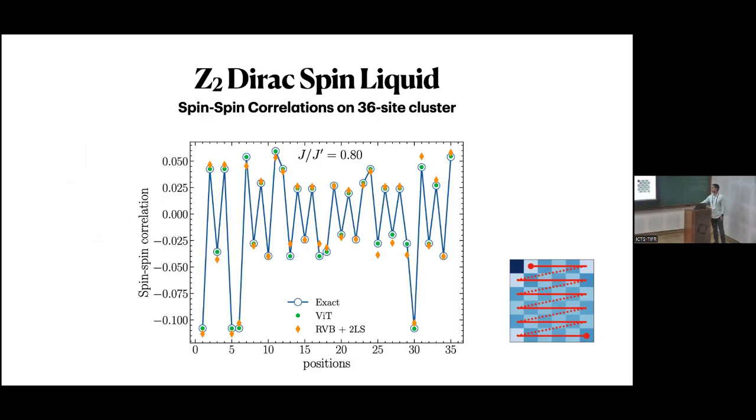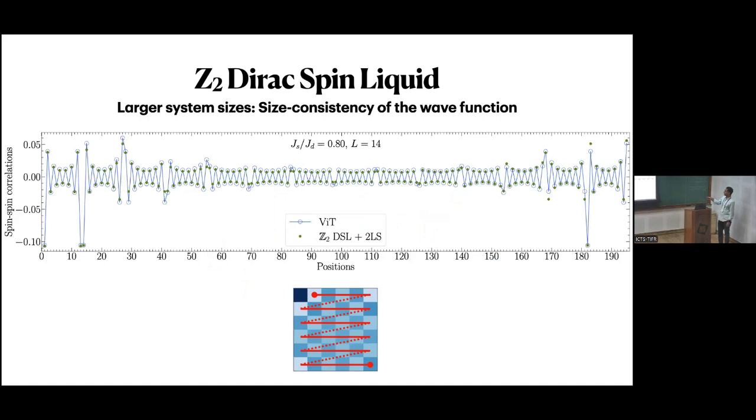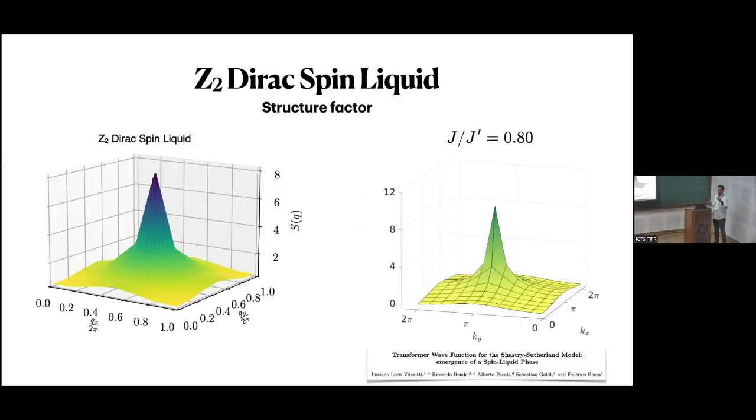And then somebody criticized, well, this is 36, can you do larger? In larger systems you can't do ED, but you can do neural networks. So I asked Federico Becca for data on 196 sites, and this is the agreement with my Z2 Dirac spin liquid. The blue squares are neural networks, and all 195 correlators agree in sign and in magnitude, telling you that the wave function with 1 million parameters is essentially being reproduced by a wave function with 4 parameters, because you have basically got the symmetry correct.